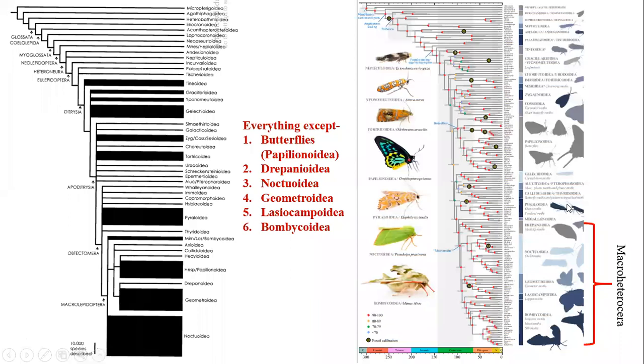In general, in everyday use, we consider Microlepidoptera as the following group: everyone except the clade Macroheterocera, which is a monophyletic clade in Lepidoptera that includes Drepanoidea, Noctuoidea, Geometroidea, Lasiocampoidea, and Bombycoidea, and butterflies as well. So everything except these six groups is considered Microlepidoptera in general terms. We will use this definition in our discussion. I think it's clear now which groups we are considering microlepidopterans.